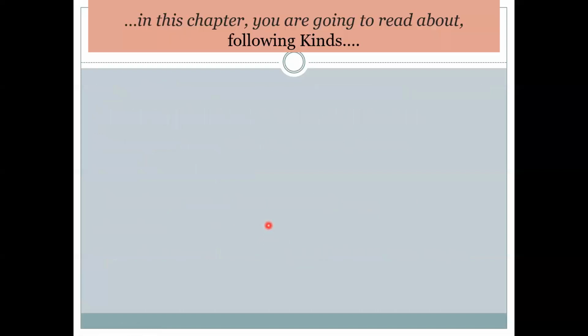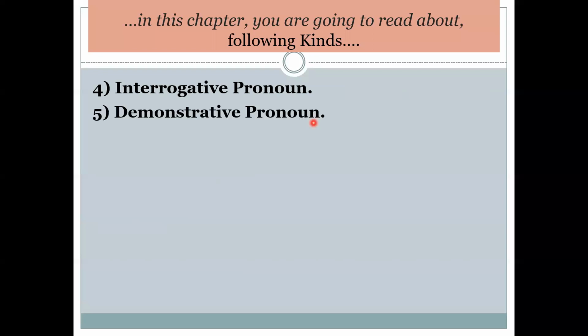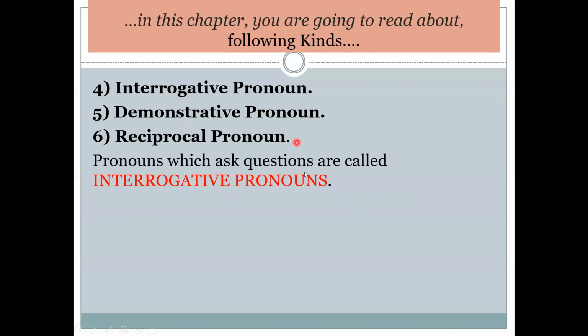Now, dear students, in this chapter you are going to read about the following kinds: interrogative pronoun, demonstrative pronoun, and reciprocal pronoun. The last three kinds, like personal pronoun, reflexive pronoun, and relative pronoun, are not in this chapter. But I told you for your information, for your knowledge, because you learned these kinds in a previous class. So I recall your memory. Now, in this chapter, these are the three kinds which are to be taught.